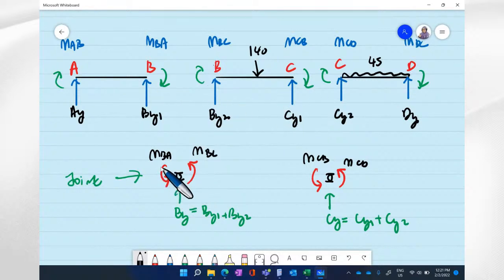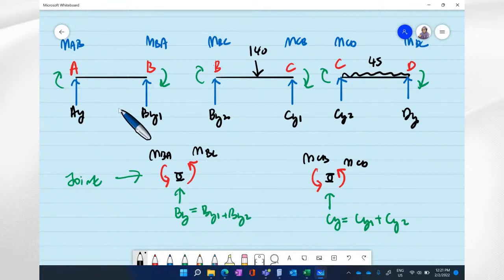Always remember that I put here the joints, joint B and joint C, in order to show everyone that the moment that we distribute in the table is a joint moment, where the joint moment is actually opposite with member end moment.